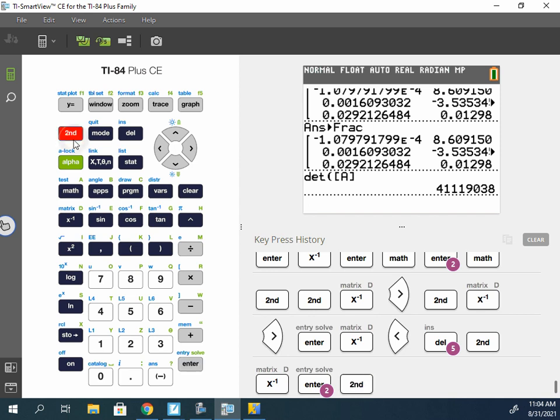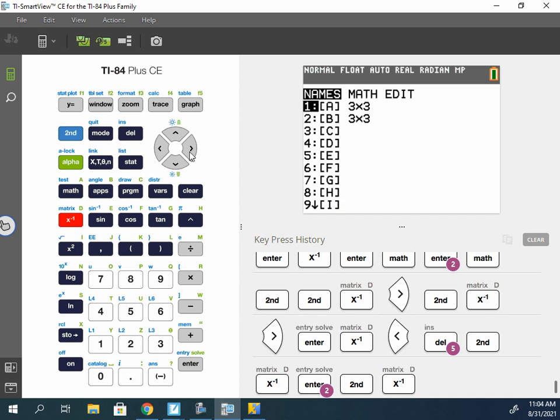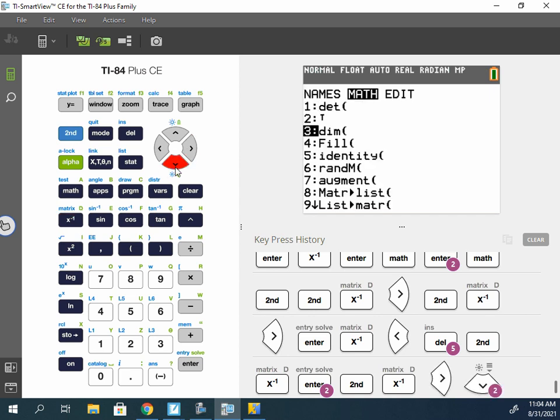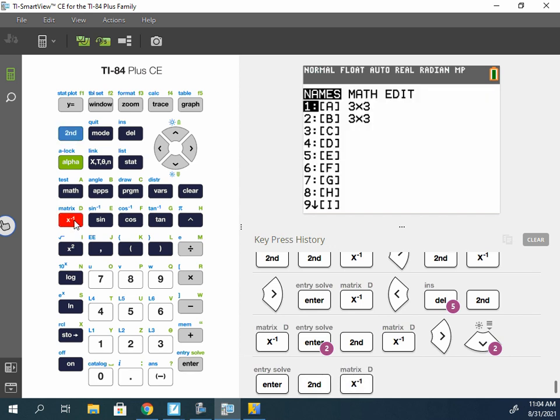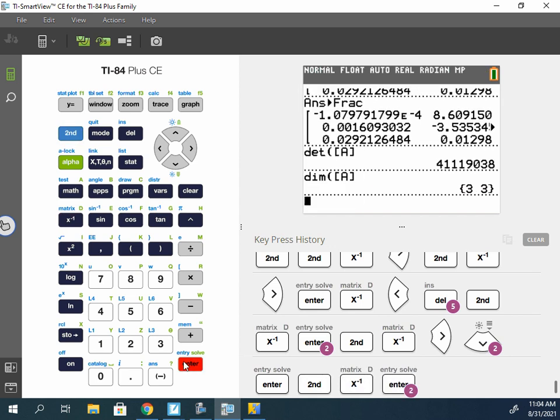This next one I find a little silly. Second matrix over DIM, but we can do it. And then go second matrix A, and it gives us this. Does anybody know what it's telling us? The dimensions is a 3 by 3. I find this a little silly because, well, to put the matrices in, I had to put the dimensions in, so we had to know them to be able to put them in. But it'll tell us anyways.